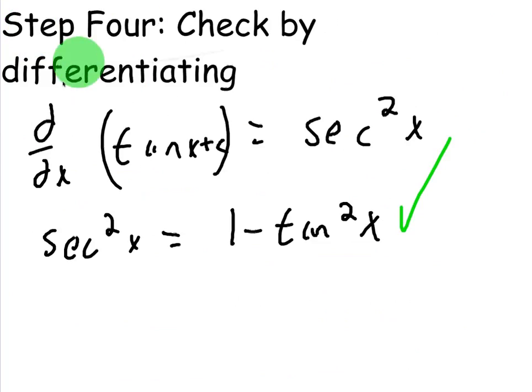We can check by differentiating. If we take the derivative of tangent of x, we get secant squared, and we know from our Pythagorean identity, secant squared is equal to 1 plus tangent squared x. And again, the derivative of c is 0, so that's why it turns to 0 there. That's it for that example.